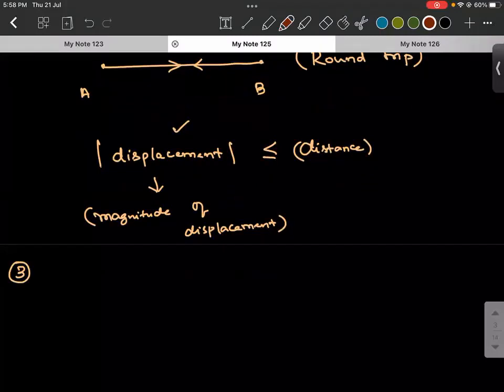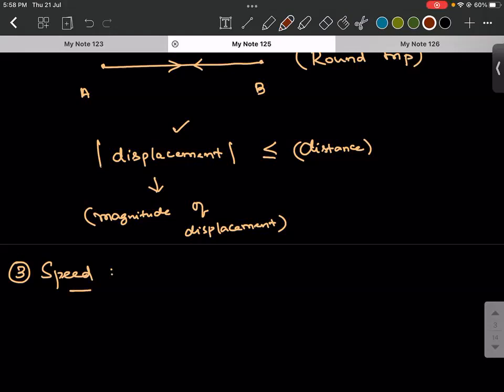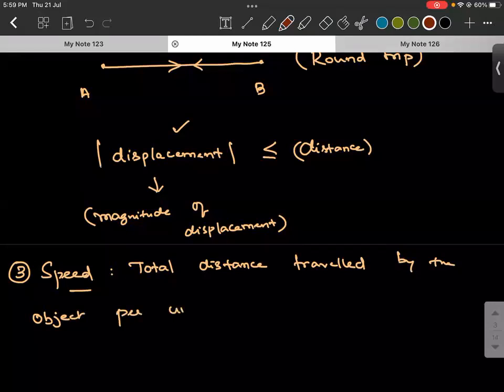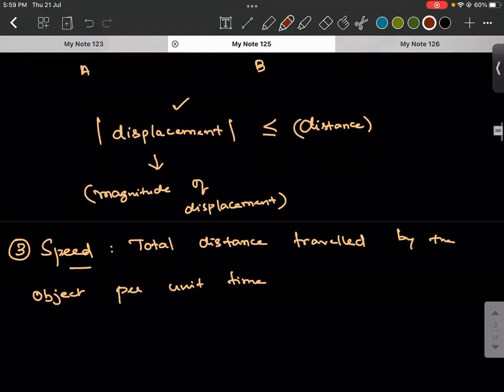The next set of physical quantities that we are supposed to see is speed and velocity. Now we will discuss what is speed. If you are able to calculate the total distance traveled by the object per unit time, then that physical quantity is called speed.